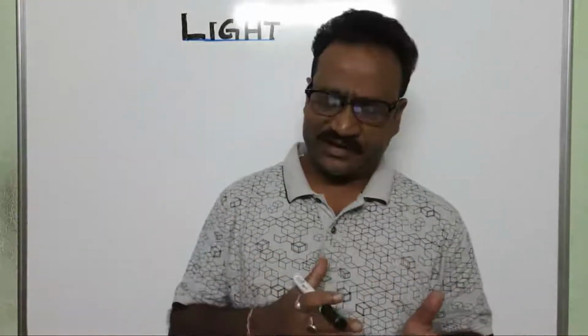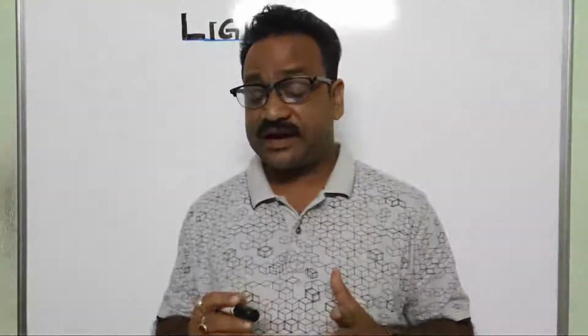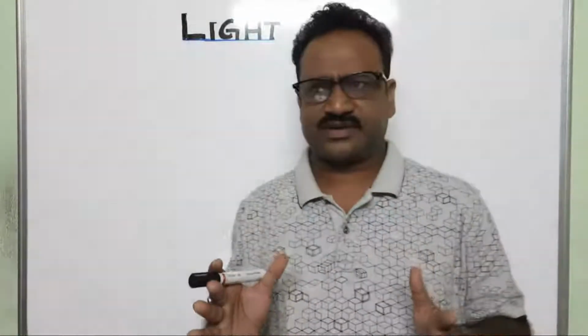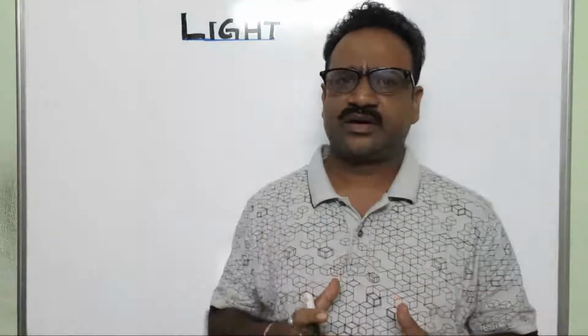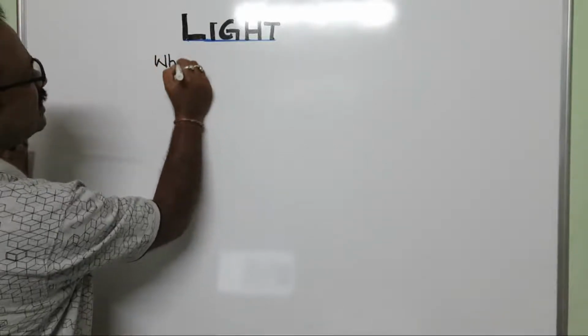In class 6, when we were reading physics, we learned about light. What is light? We know light is a form of energy. Light is a form of energy which produces the sensation of sight or vision in the normal human eye. So, what is light?